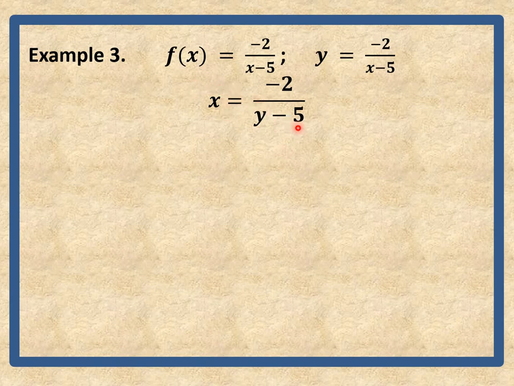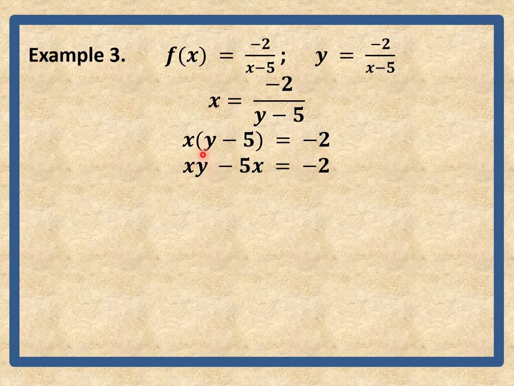We are just going to cross multiply. So x times the quantity y minus 5 is equal to negative 2 times 1, because this is over 1. But we are no longer writing the 1 here. Next, what are we going to do to solve for y? So we are going to multiply x to y, also x to negative 5. Therefore, xy minus 5x is equal to negative 2.